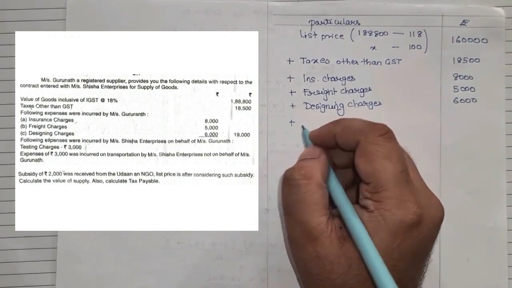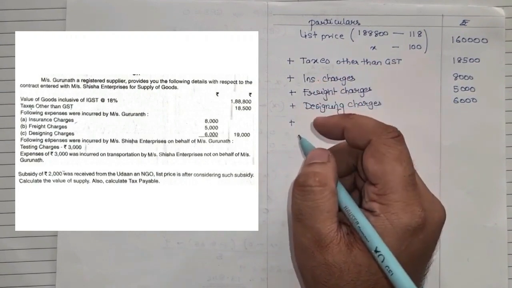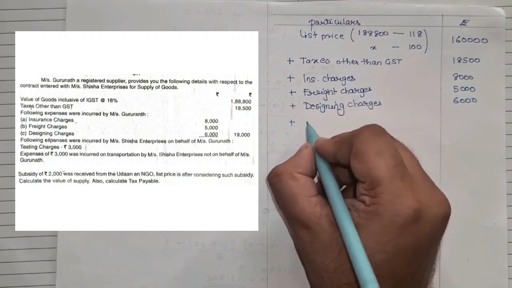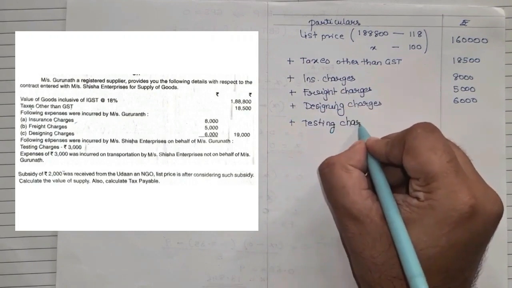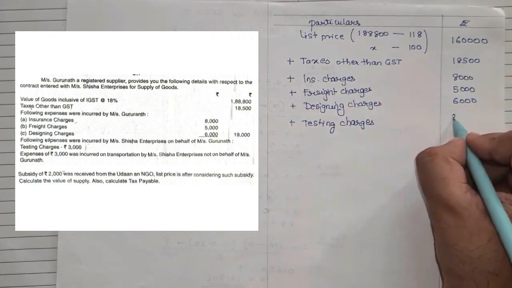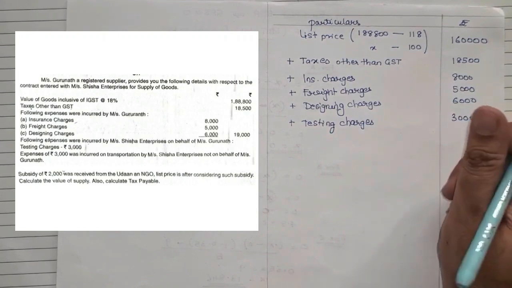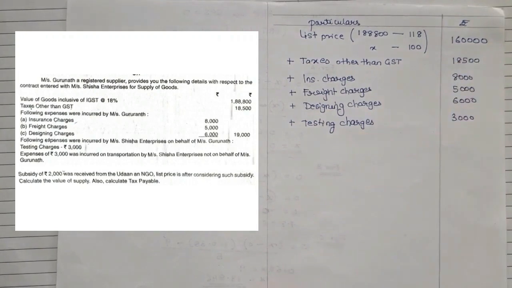Second, all the expenses incurred by the recipient on behalf of the supplier, which is the next adjustment. Following expenses were incurred on behalf of Gurunath, that is testing charges. Yes, that also will be considered. So testing charges is 3,000 rupees. Next, expenses of 3,000 were incurred on transportation by Shisha Enterprise, but not on behalf. If it is not on behalf, cannot come here. Recipient expense, that is his personal expense, it cannot appear here.